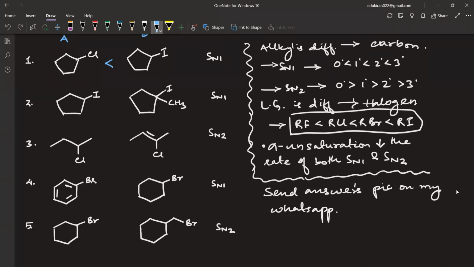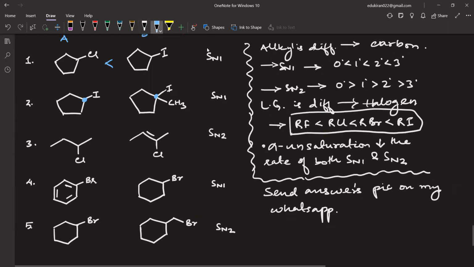What is different here? The leaving group is same or different here? Same. It is same. Alkyl group is different? Yes or no? Yes. So what is there, SN1 or SN2? What is there? We are asking this, tell me. SN1. Okay. Now what do you have to do? You have to identify the alpha carbon, which is here. The alpha carbon here. So what is the degree?